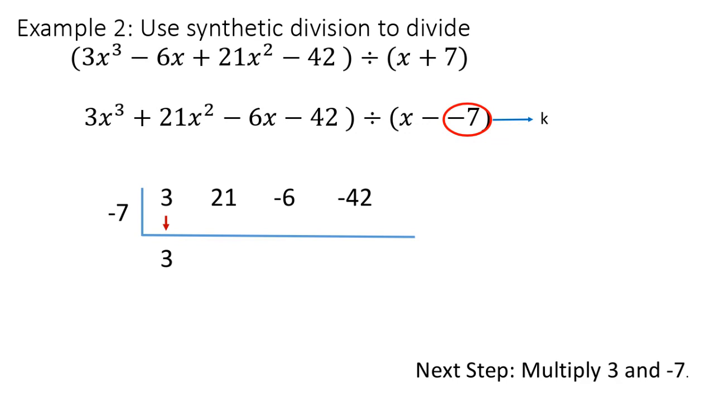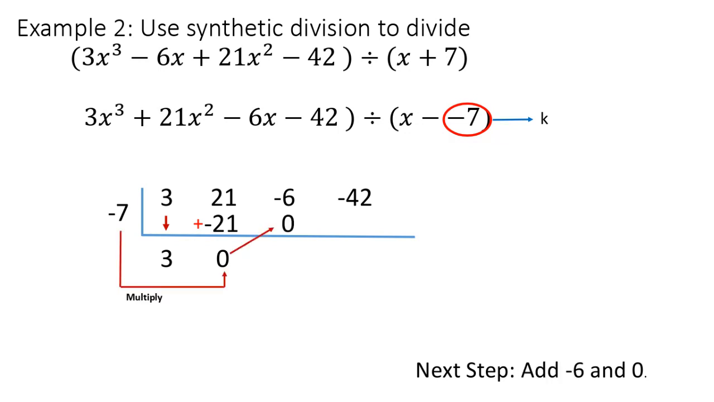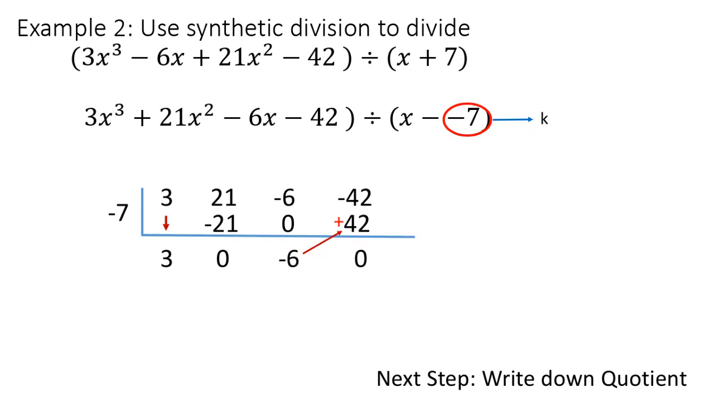Nice. Negative 7 times 3 is negative 21. If we add the 21, and the negative 21 would give us a 0. And then we start the process again. Negative 7 times 0 gives me a 0. And then I'm going to add negative 6 plus 0 gives me a negative 6. And then I multiply again. Negative 7 times negative 6 gives me a positive 42. So if I add, I get a 0.